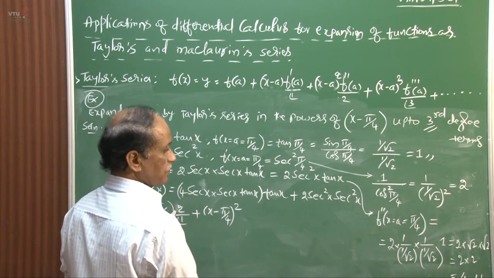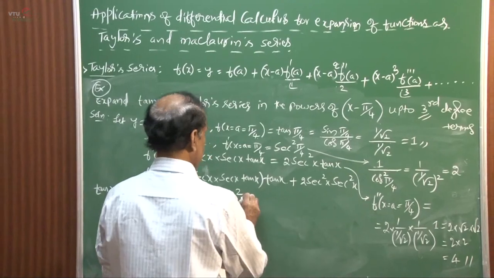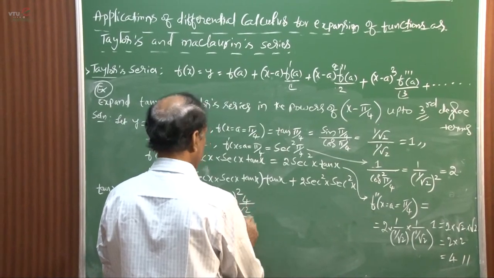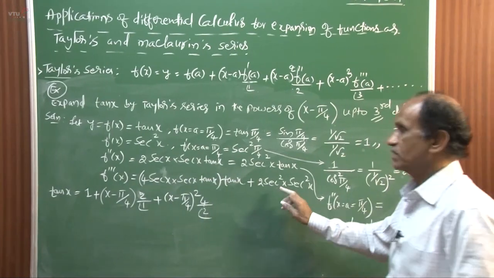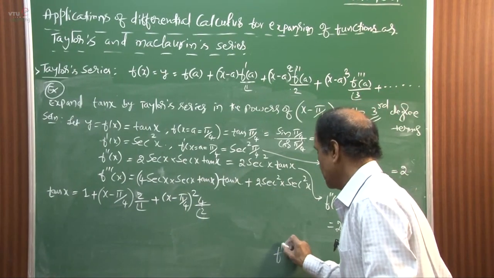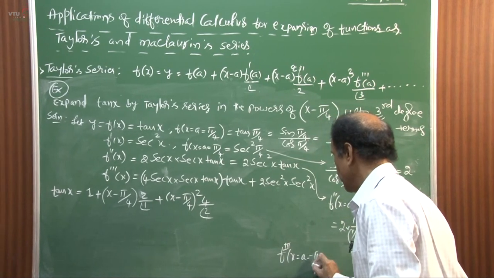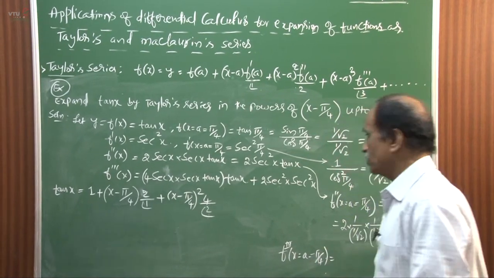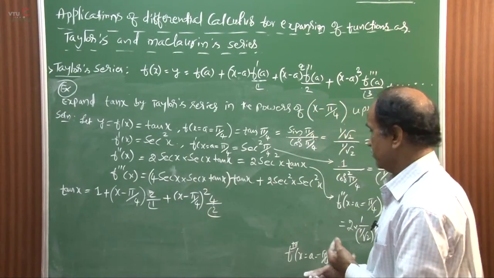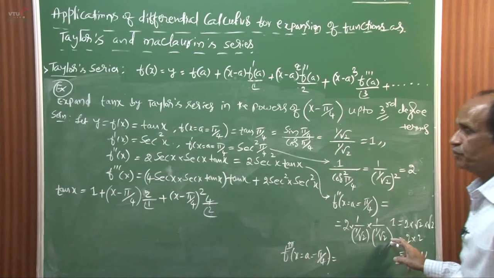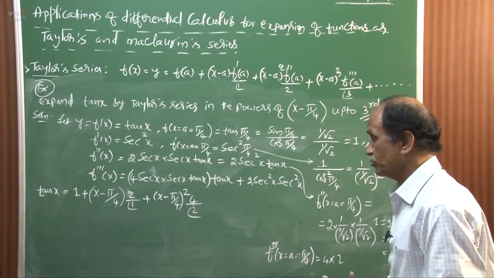f double dash is plus 4. I think third order we still have to calculate. Okay, I will do that. 4 divided by 2 factorial, and the fourth order derivative. Okay, I will do this third order derivative at x equal to a equal to pi by 4, that is equal to 4 times secant x into secant x, as you did here, 1 by root 2 into 1 by root 2, that comes to be 4 into 2 in the numerator.